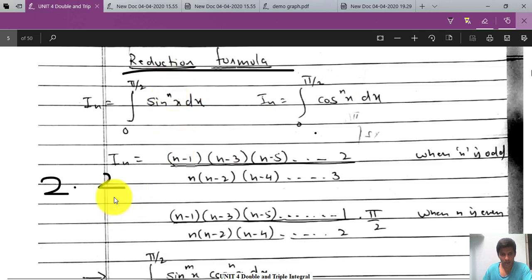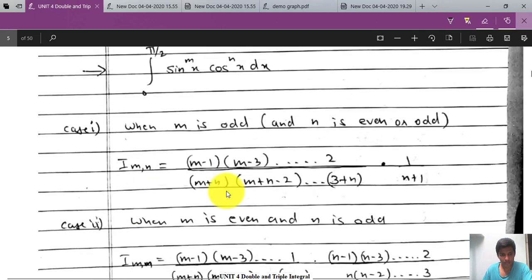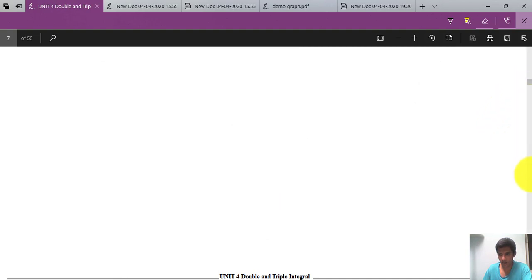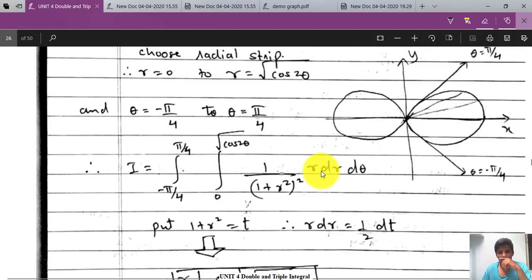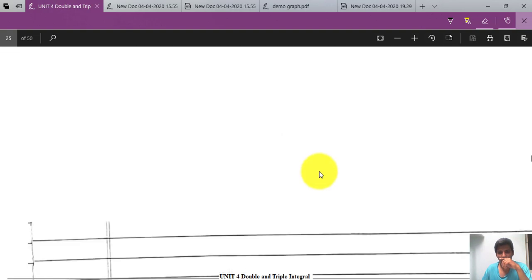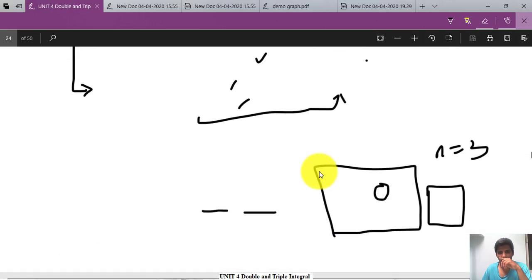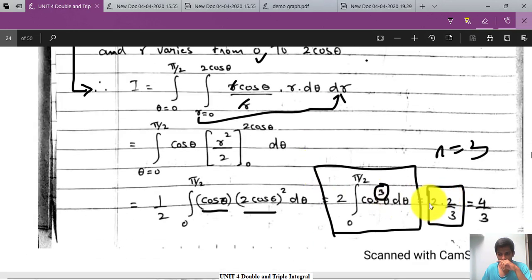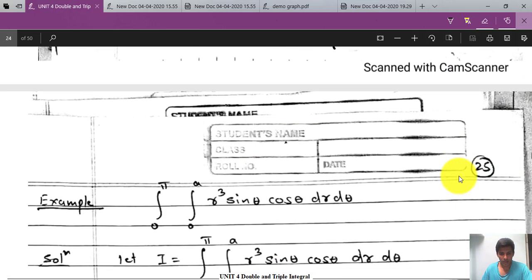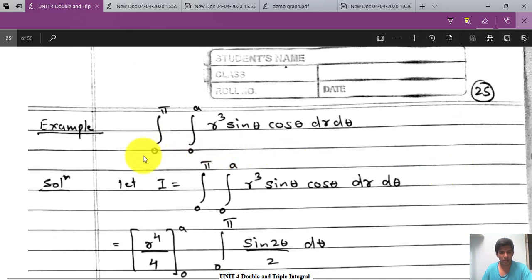Okay, let me go back to my problem and tell you. So here it is 2 into 2 by 3, which turns out to be 4 by 3. Okay, now the next problem. For this problem, you need not change it.